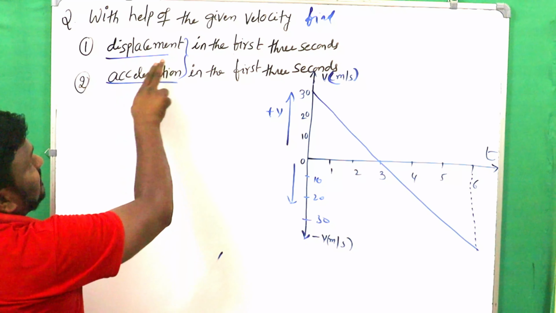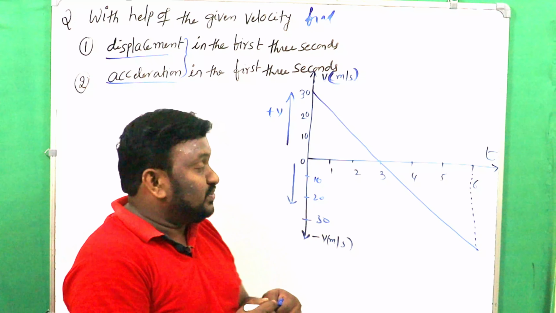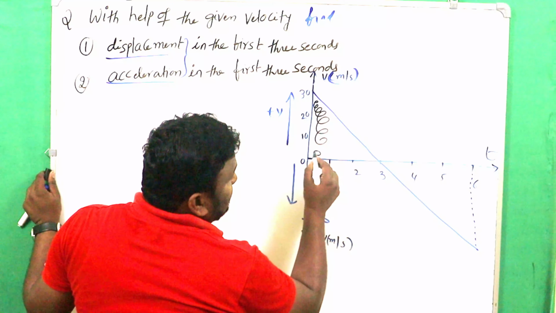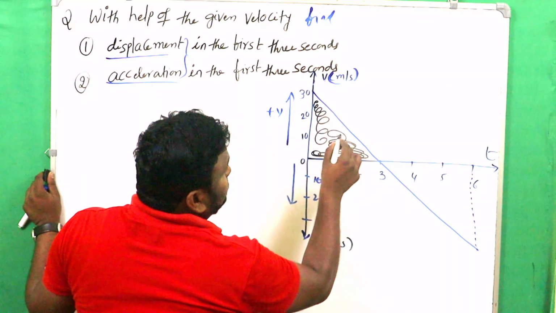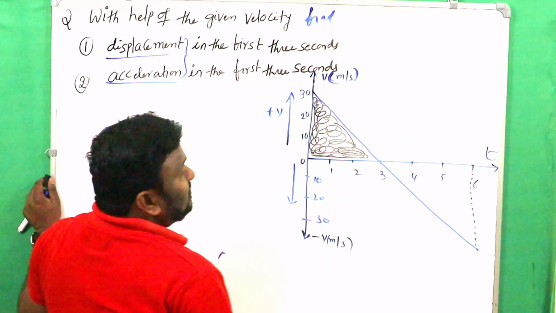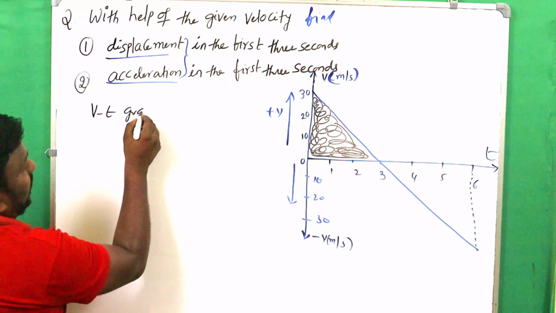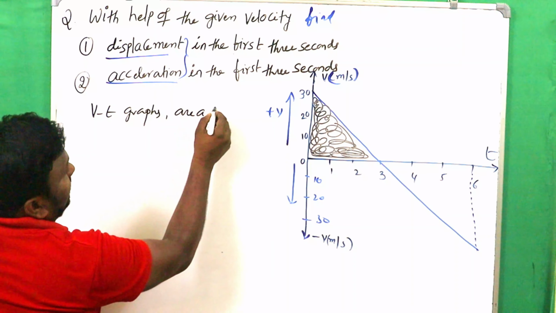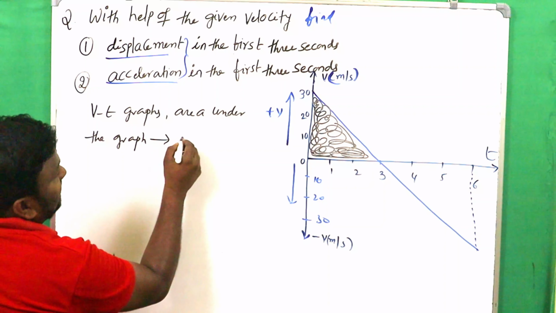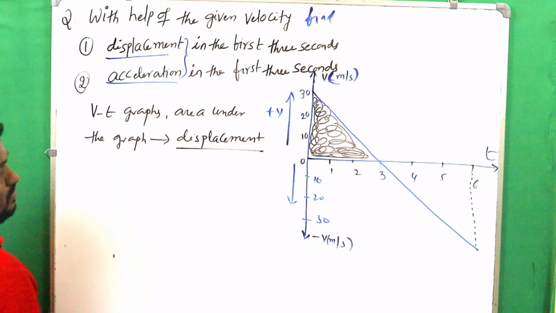Clear? For displacement, as I already told you, the area under the graph will give the displacement. Here you can observe this is 0 to 3 seconds, so this is the area covered by the graph. This total area covered by the graph will give the displacement. In VT graphs, the area under the graph will give the displacement. That is what you have to remember.